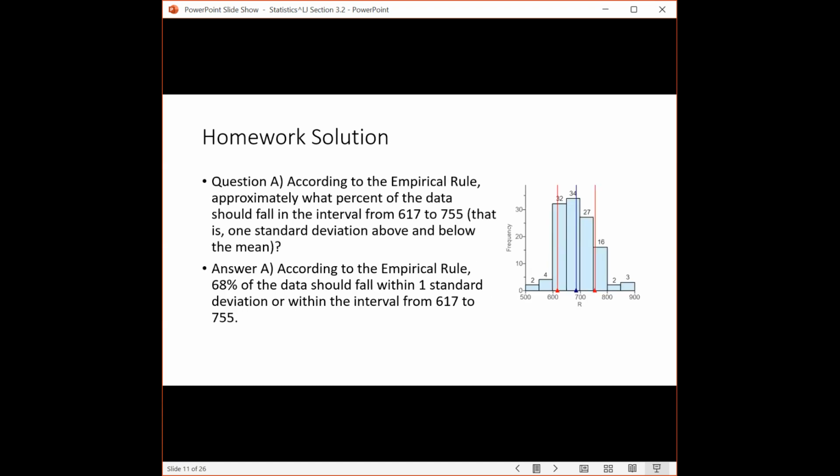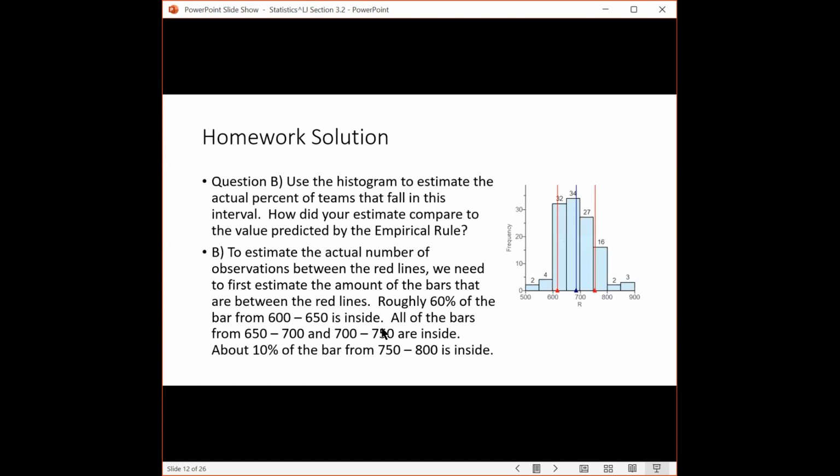According to the empirical rule, approximately what % of the data should fall within 1 standard deviation? According to the empirical rule, 68% should fall within 1 standard deviation. We just answered that. All right, and then it says use the histogram to estimate the actual % of teams that fall within this interval, the red line interval.